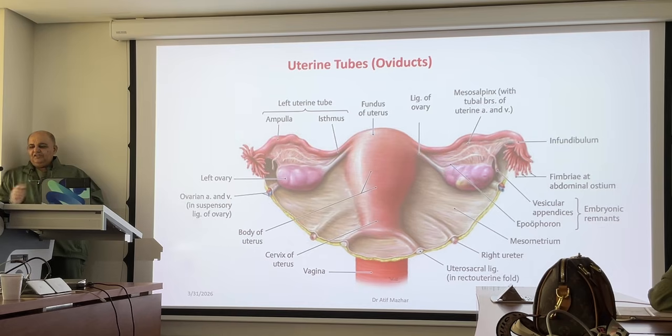Now, this is the uterus, we talk about him. You are looking at the broad ligament. This is the peritoneum, which covers everything. Clear? You are looking at the vagina.